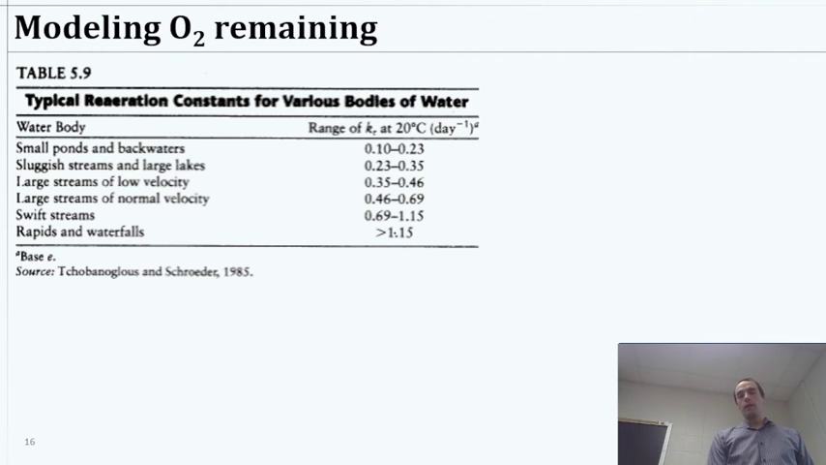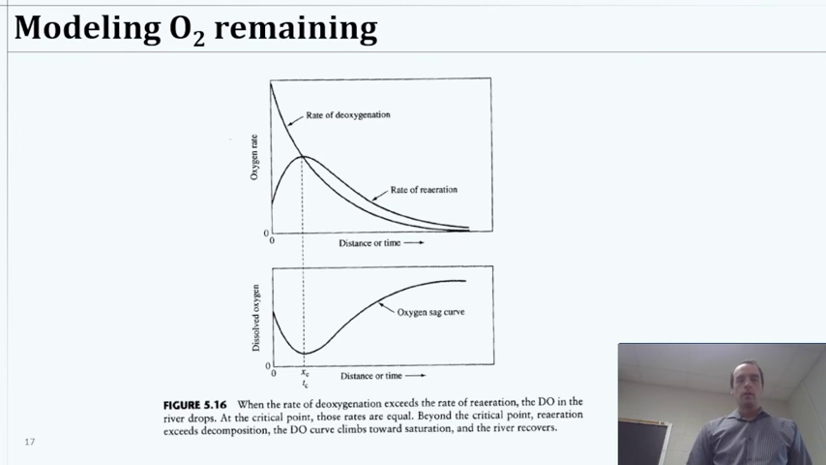Large streams with normal velocity, 0.46 to 0.69. Swift streams, 0.69 to 1.15. Rapids and waterfalls, more than that. Okay, so that's just kind of an example there to make that a little more clear.